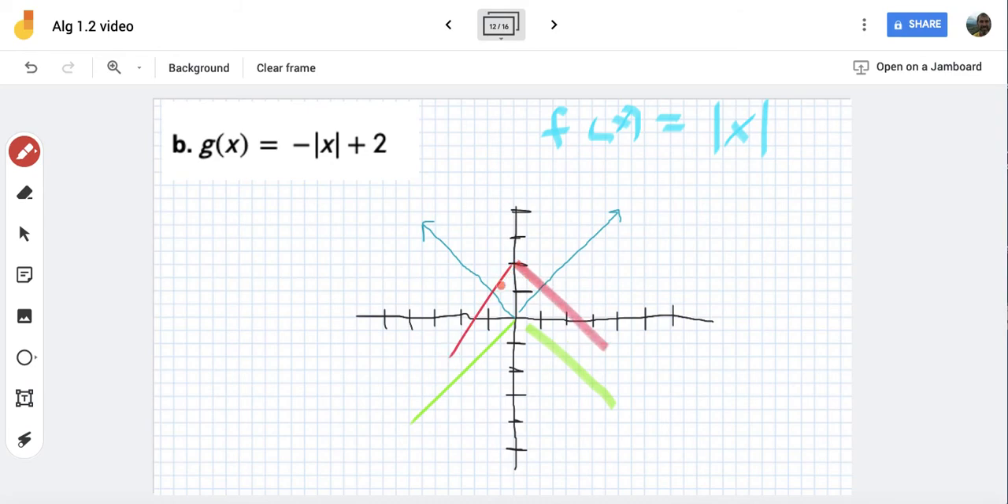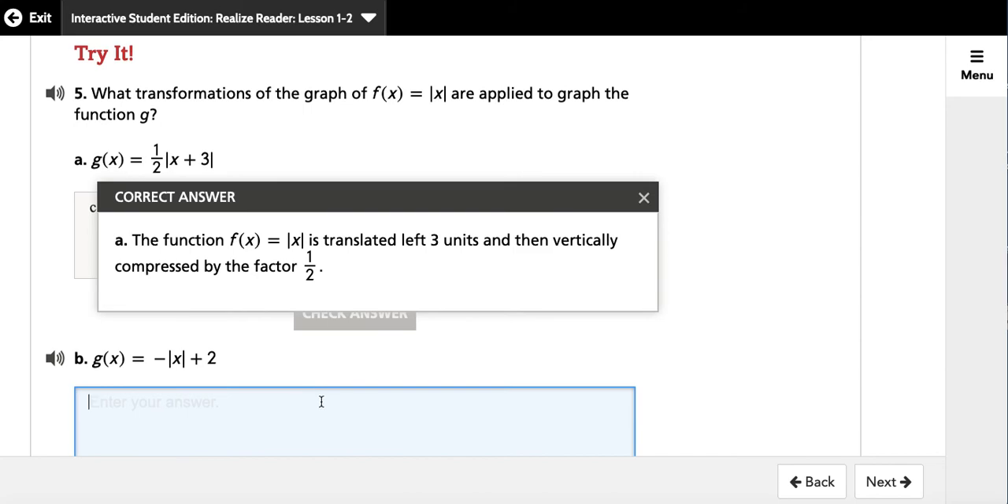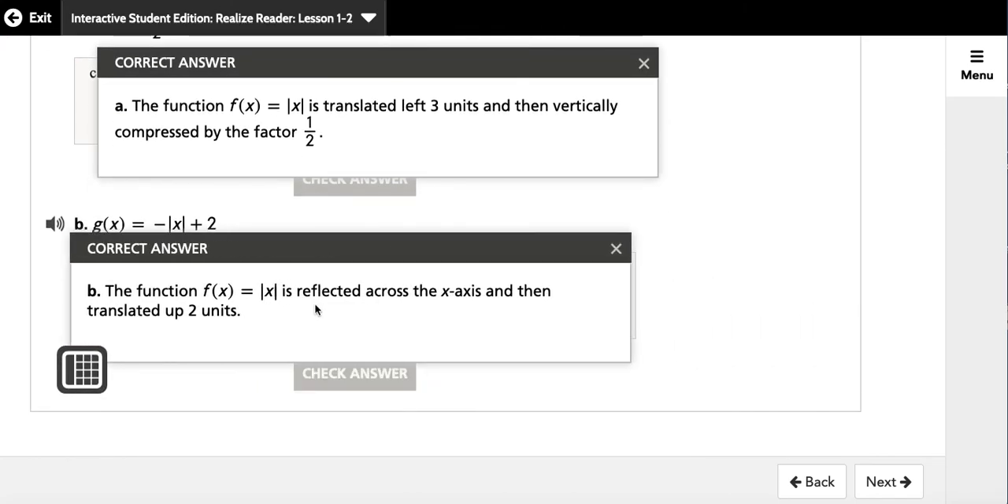I don't think I quite got the angle right. But those are the two phrases you need to have. And rather than repeat them, let's just look at what they wrote. We first had a reflection across the x-axis, and then we had translation up 2 units.